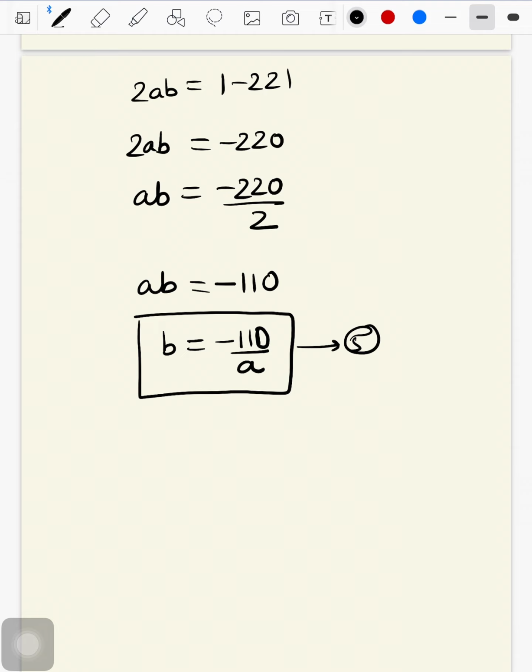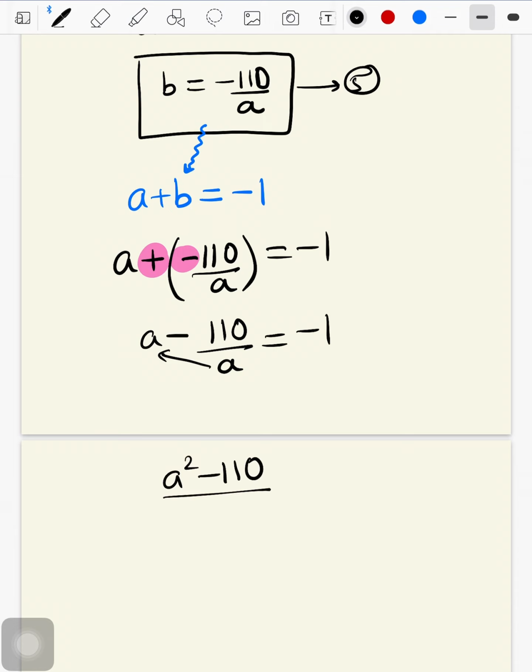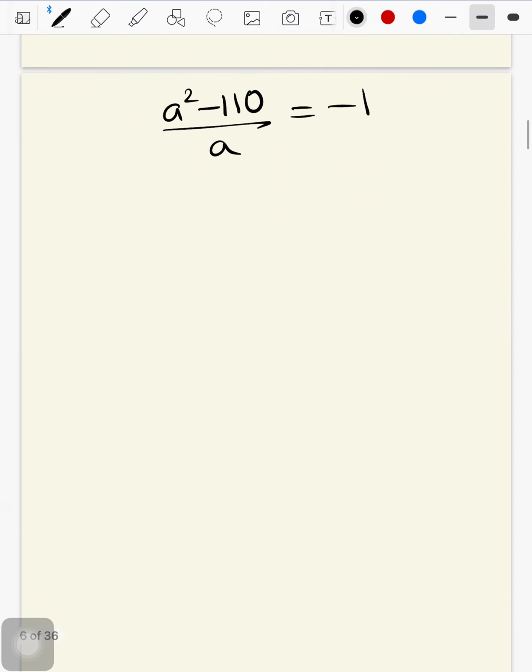Now we have the equation a plus b equals minus 1, correct? So we are putting this b value in this equation to get the value of a. So this is a plus, value of b is minus 110 over a, equals minus 1. Simplification part: this is positive, this is negative, and in multiplication this will become negative. 110 over a equals minus 1. Cross multiply, so this will become a square minus 110 over a equals minus 1.